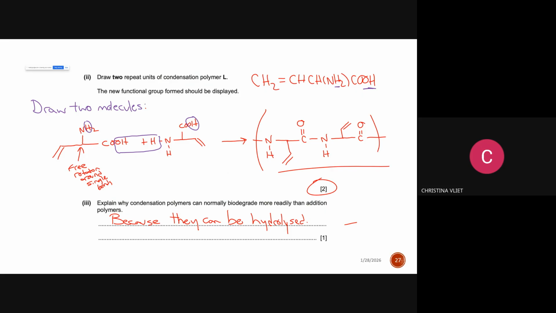Z is more hydrophilic because it's cold. So there's ideas in there that are from AS chemistry. That's what I was mentioning earlier.